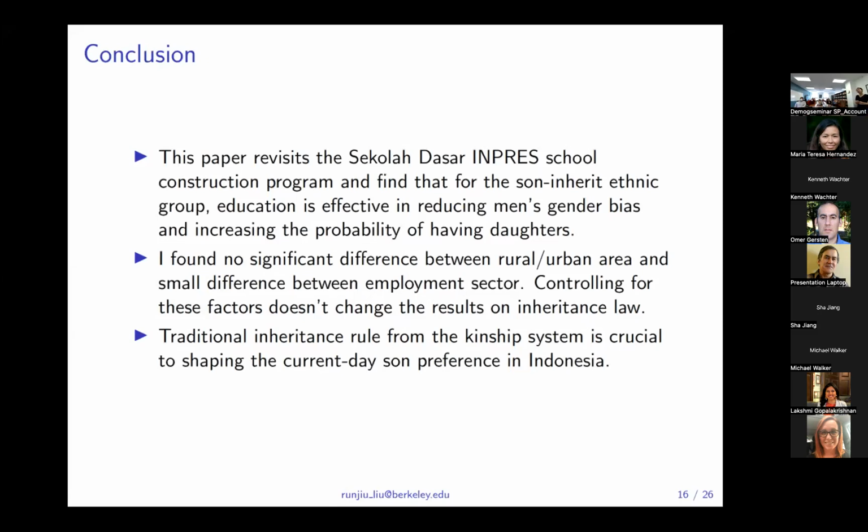Controlling for these factors doesn't change the results of inheritance law on sex ratio. So the conclusion is that traditional inheritance rules from the kinship system are crucial to shaping current-day sex ratio outcomes. Thank you very much. That's the end of my presentation.